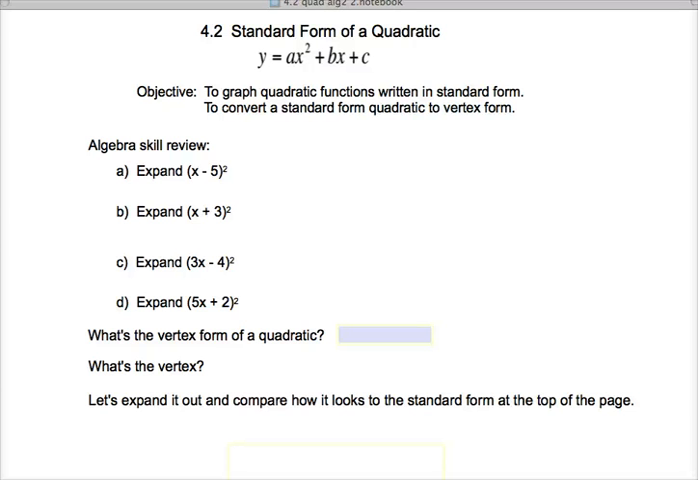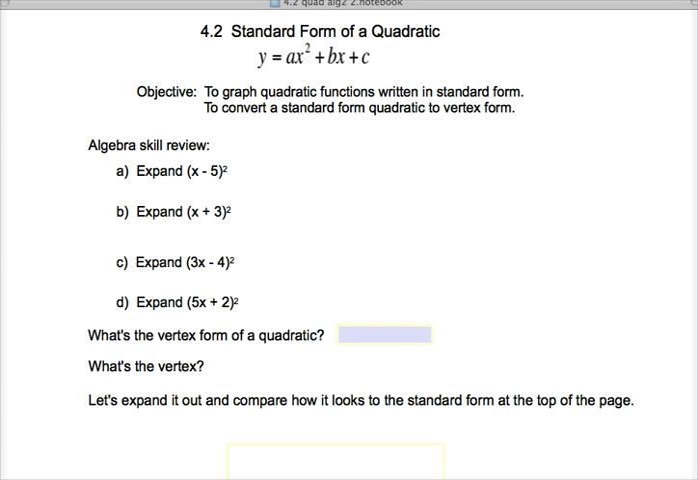Alright, section 4.2 is on the second form of a quadratic, standard form. In 4.1 we talked about vertex form. So today we're going to start with standard form, which is y equals ax squared plus bx plus c. We're going to learn how to graph those functions, and then we're also going to learn to change them into the vertex form that we used yesterday.